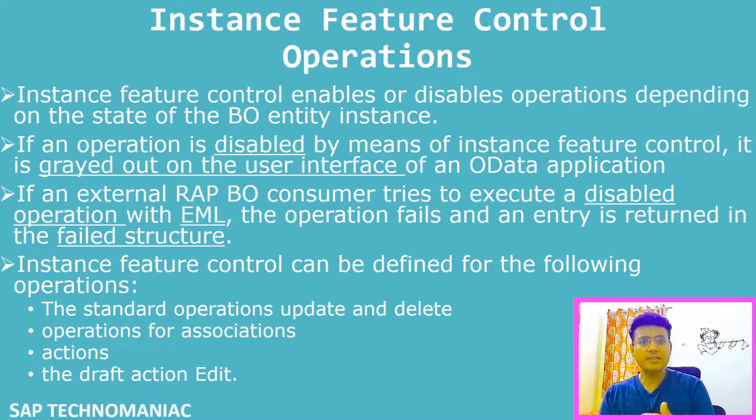You can apply this instance feature control on the update and delete operations, on the actions, and on all the operations we are doing with the association. Along with the association and the draft action edit, we can also do this feature control, instance feature control.